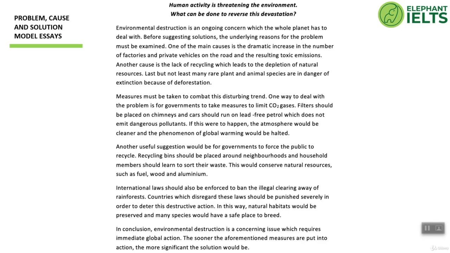And then the conclusion. In conclusion, environmental destruction is a concerning issue which requires immediate global action. The sooner the aforementioned measures are put into action, the more significant the solution would be. So once again, follow the structure. Read this carefully and see how each sentence relates to the structure that we discussed at the beginning.